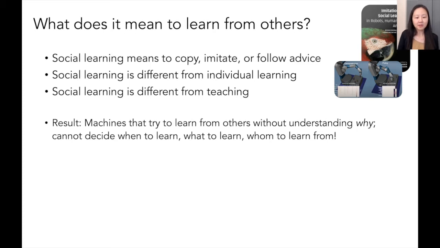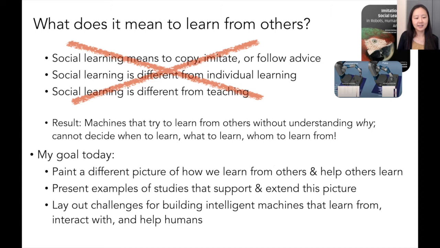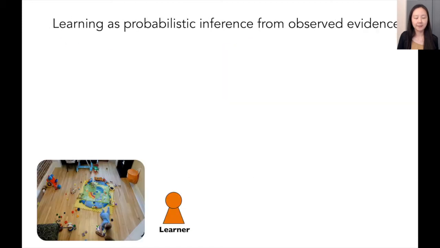So what I would like to argue is that this way of thinking about social learning vastly underestimates its power. And what I'd like to do today is to try to paint a different picture of how we learn from others and help others learn, and present examples of studies that support and extend this picture, and try to lay out challenges for building intelligent machines that learn from, interact with, and help humans.